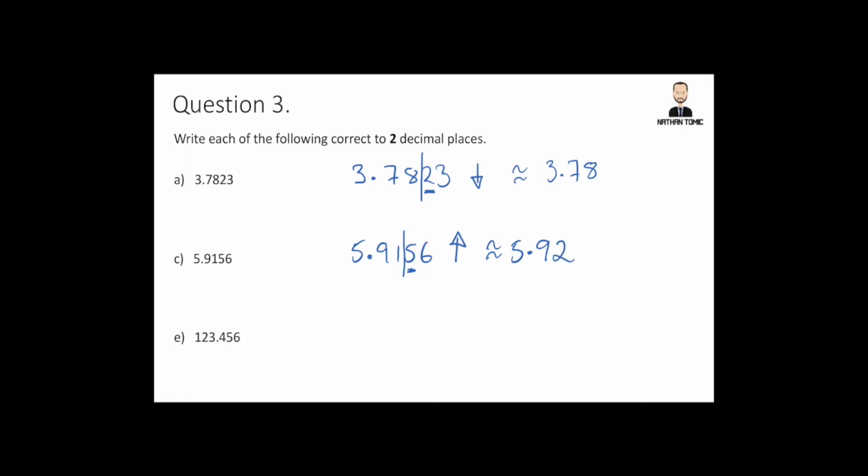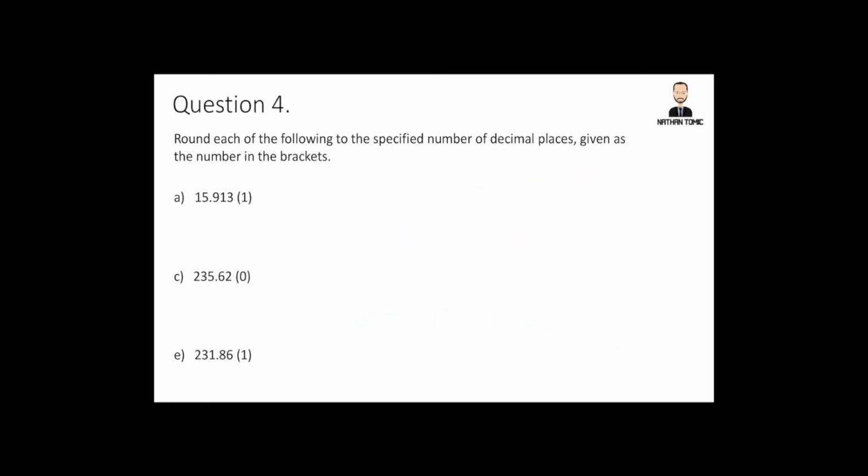And our third example, 123.456. After 2 decimal places, we show our cut. Again, our 6 here means we round up. So it's approximately equal to 123.46. Question 4. Again, we are rounding to the specified number of decimal places. In this case, the bracket is telling us how many decimal places we need to round to. So in this example, we're rounding to 1 decimal place.